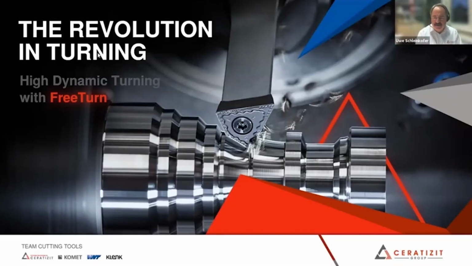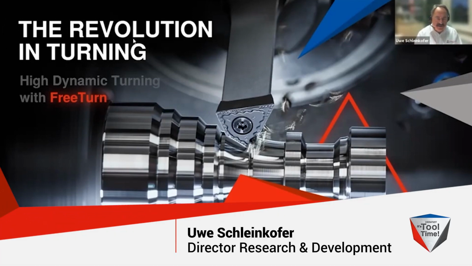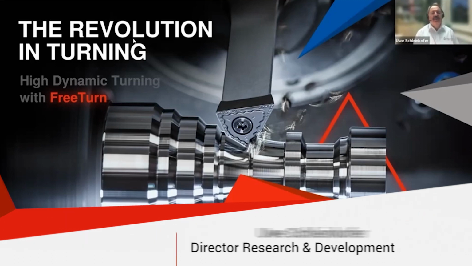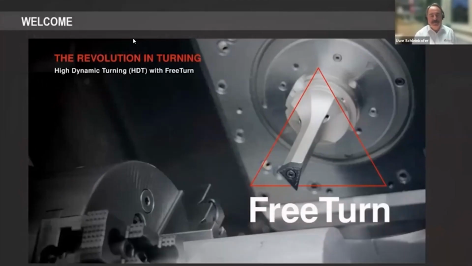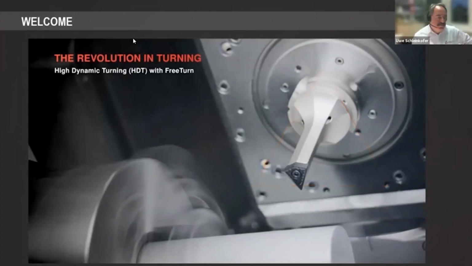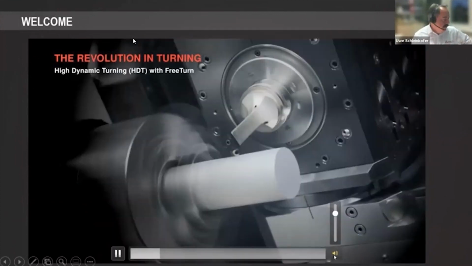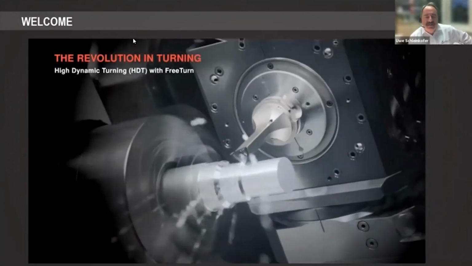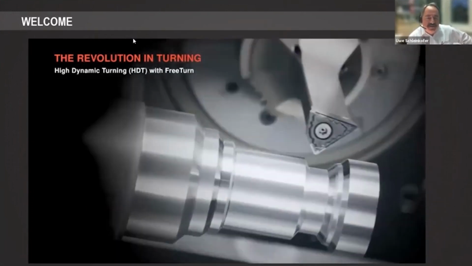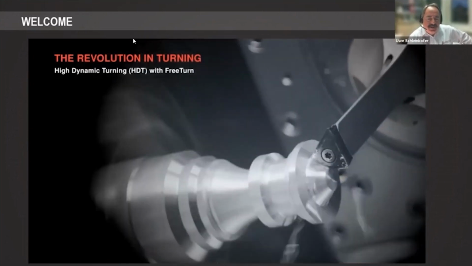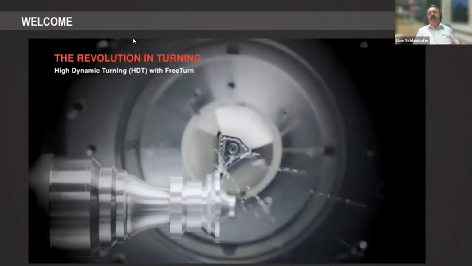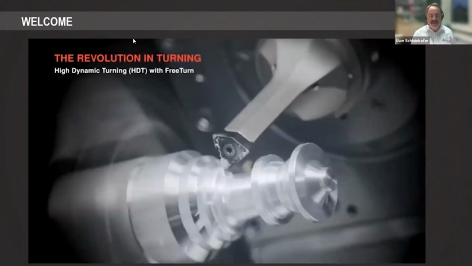I'd like to welcome you, everybody, and welcome to the presentation of the high dynamic turning with FreeTurn. I'd like to start right away with a short video which shows you the possibilities with the tool. And you see here now the manufacturing of a chess figure. It's a king. And maybe you get already a glimpse of an idea what's behind the tool system.